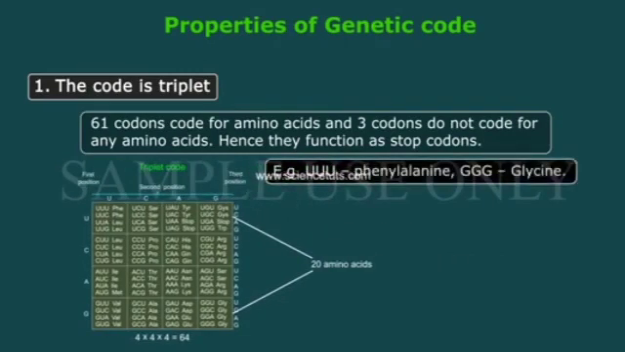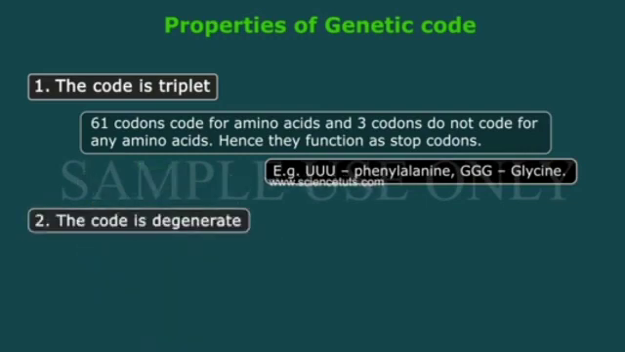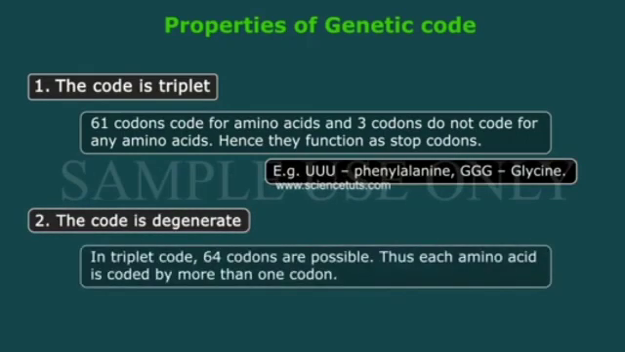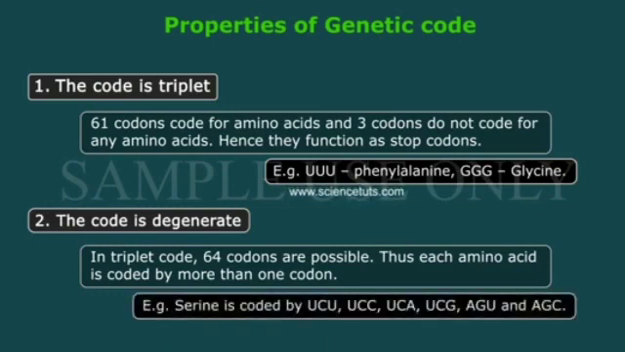Example: UUU, phenylalanine; GGG, glycine. 2. The code is degenerate. In triplet code, 64 codons are possible. Thus, each amino acid is coded by more than one codon. Example: serine is coded by UCU, UCC, UCA, UCG, AGU, and AGC.